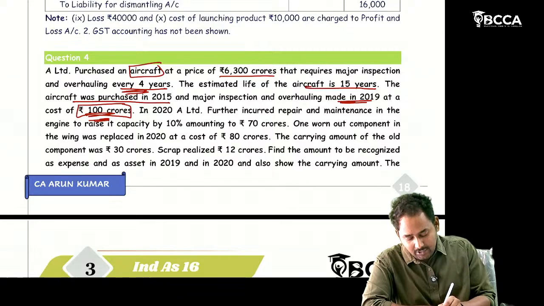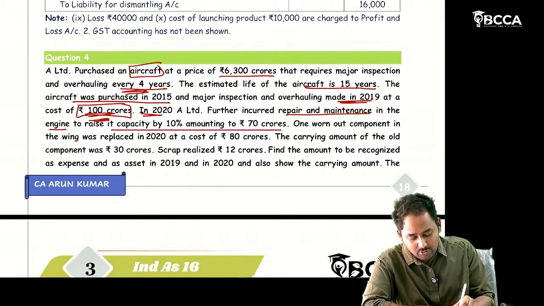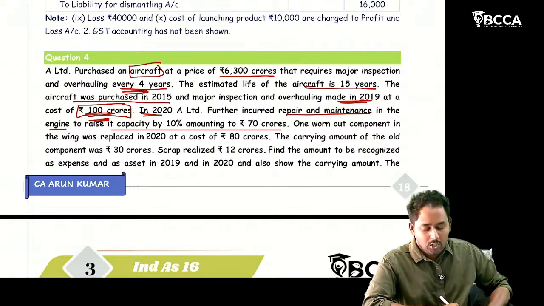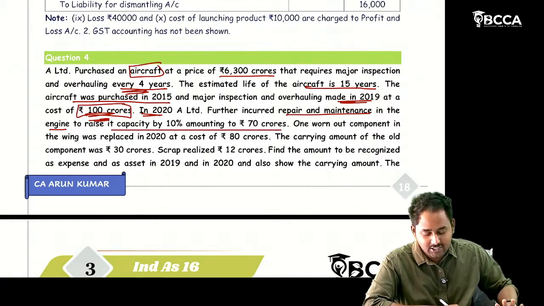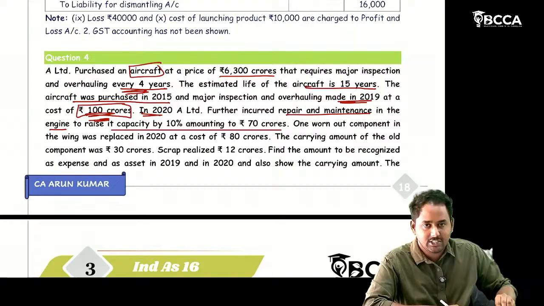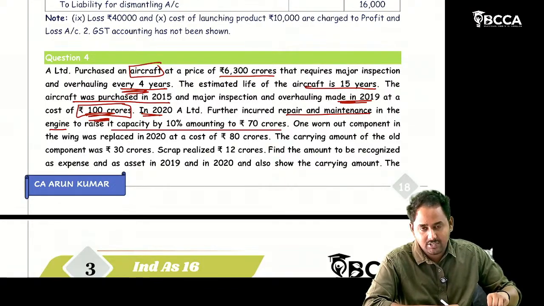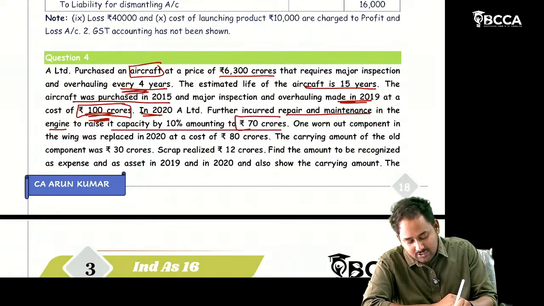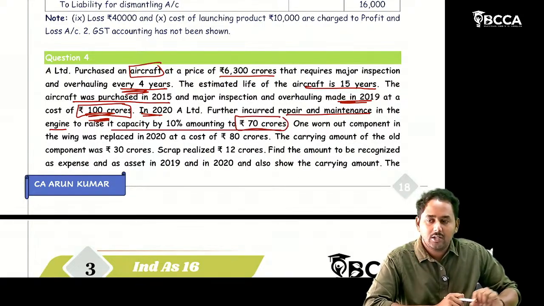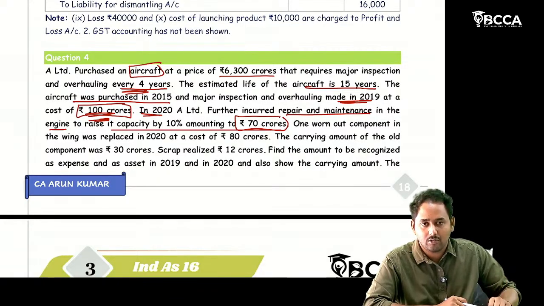Then the second element, in 2020, what happened? Further incurred repairs and maintenance in the engine to raise its capacity by 10%, amounting to 70 crores. Now again they incurred repairs and maintenance expenses. Because of these expenses, the capacity of the machinery is increased by 10%. What is the expense here? 70 crores. Here the question is whether this 70 crores is going to be capitalized or not. Yes, we can capitalize it.